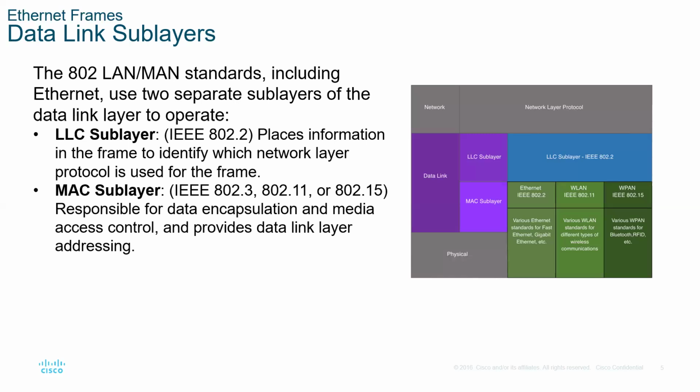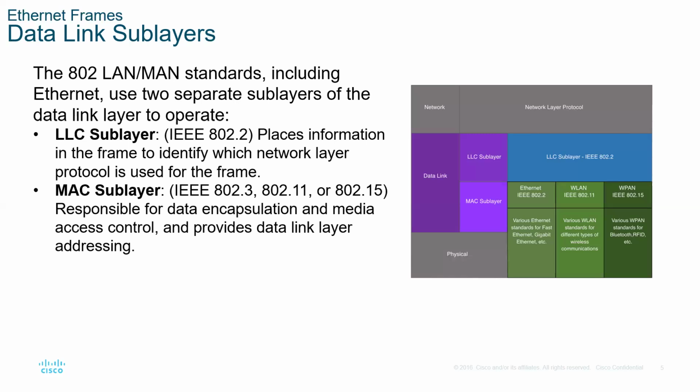So we already defined the LLC sublayer and the MAC sublayer, with the LLC placing information in the frame to identify which network layer protocol is used for the frame. To simplify that, I mentioned something to do with translation. The LLC sublayer translates all the information that is coming from the upper layers, which is software, so that hardware understands all the software in the upper layers. So it's just an interface. The LLC is the interface between the software and the hardware.